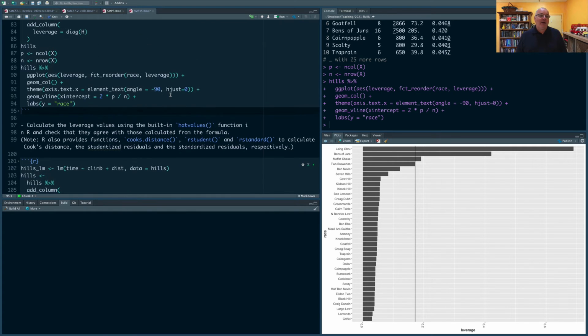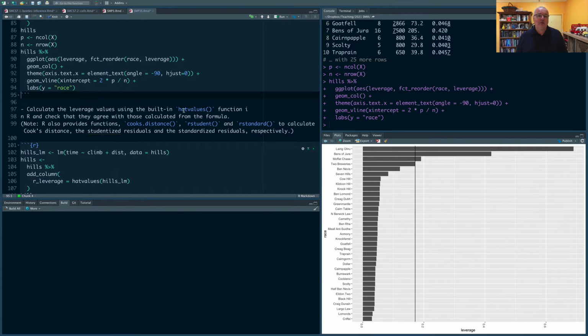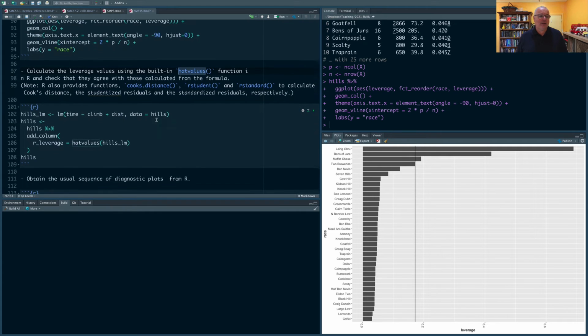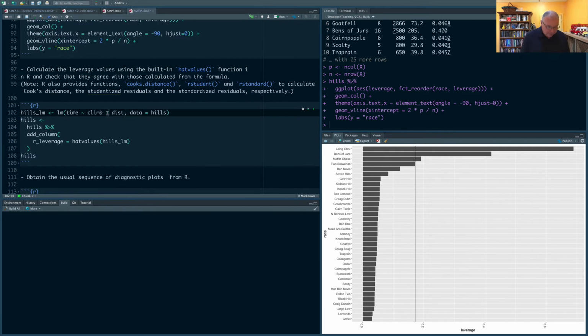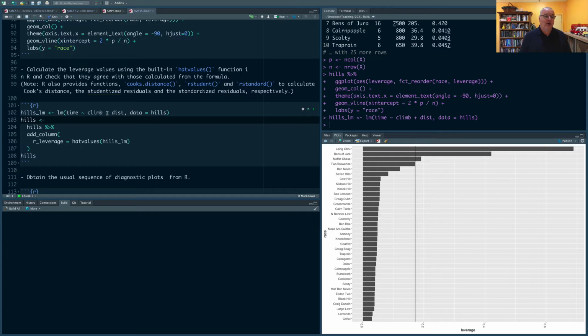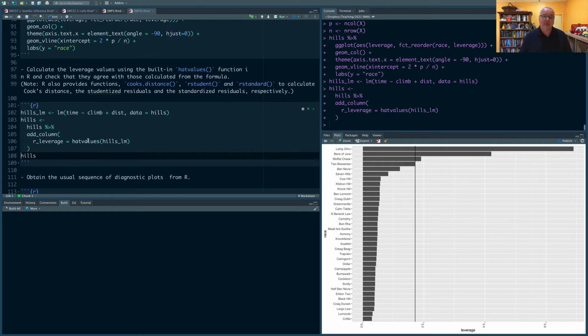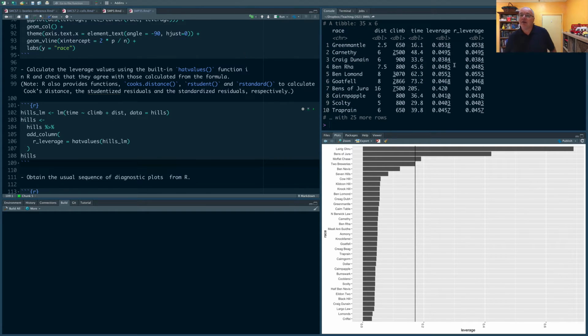So that's doing it by hand, but normally you wouldn't do it by hand. You use the hat values. So what you do is you fit your model. And now if we do our hat values and have a look, you can see they match. This column here is the ones we just calculated using X (X transpose X) to the minus 1 X transpose, and here is basically our version, and they're matching, which is good.